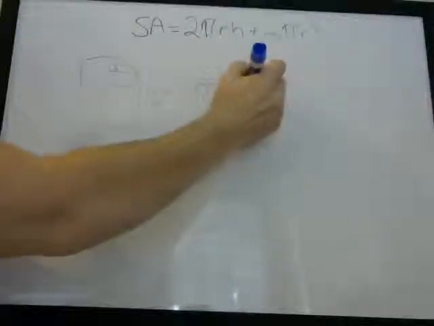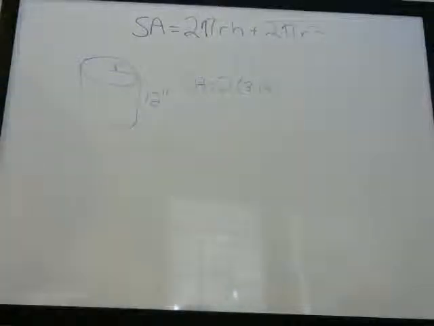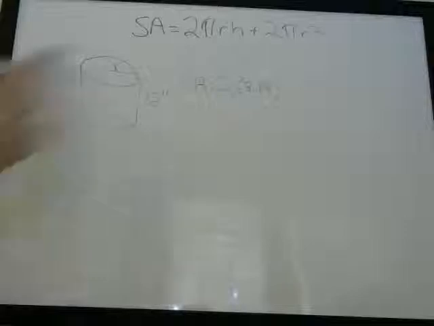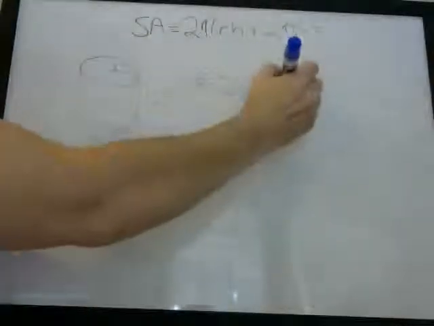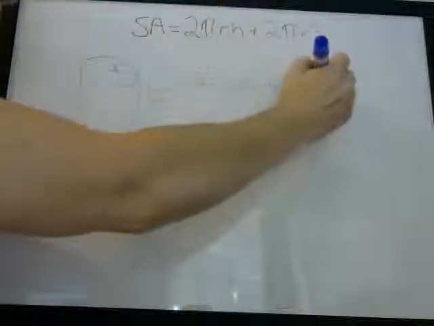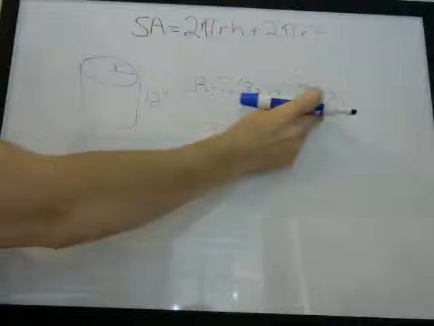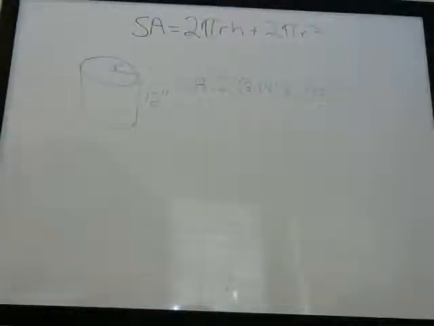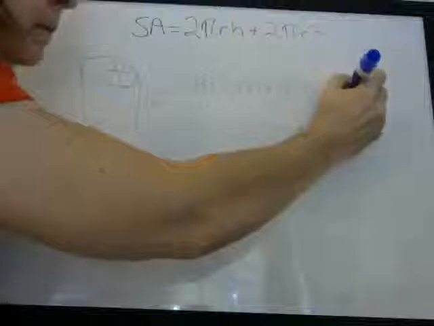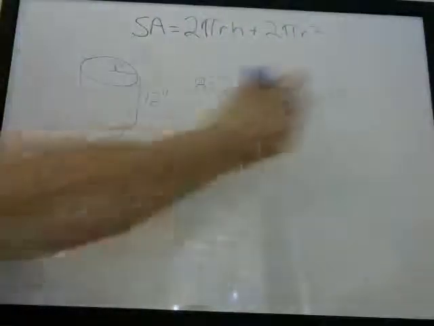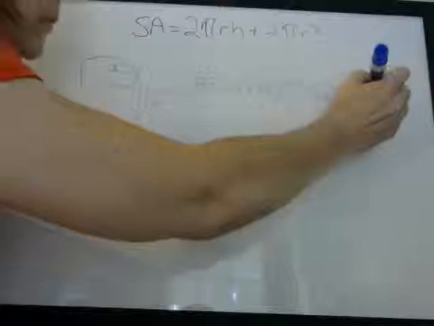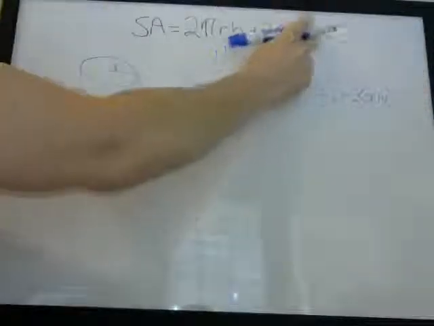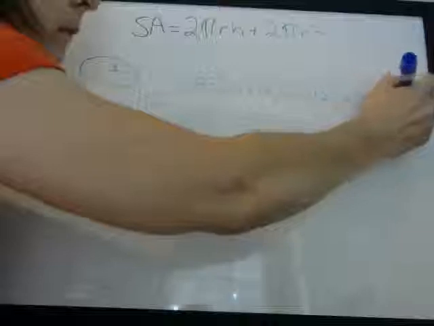Surface area equals 2 times pi. Pi is 3.14. You don't even have to memorize that because it's on the formula sheet. It's just a number, but we use that symbol. Times the radius. R means the radius. R is 8. Times the height. The height is 12. Remember, when you write things with parentheses around them, that just means that you're multiplying. Plus 2 times pi, so 2 times 3.14, times the radius squared, so 8 squared. Okay?